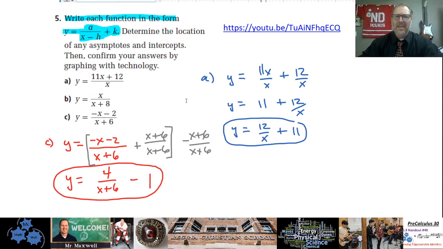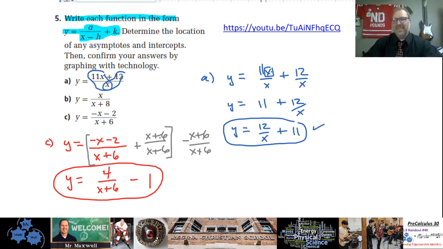But in A, it's really easy because we can separate 11x over x and add 12 over x. What we really want is to get rid of the x in the numerator and show the x just in the denominator. So this one's pretty easy, right? This one, not so easy. Not so easy at all.